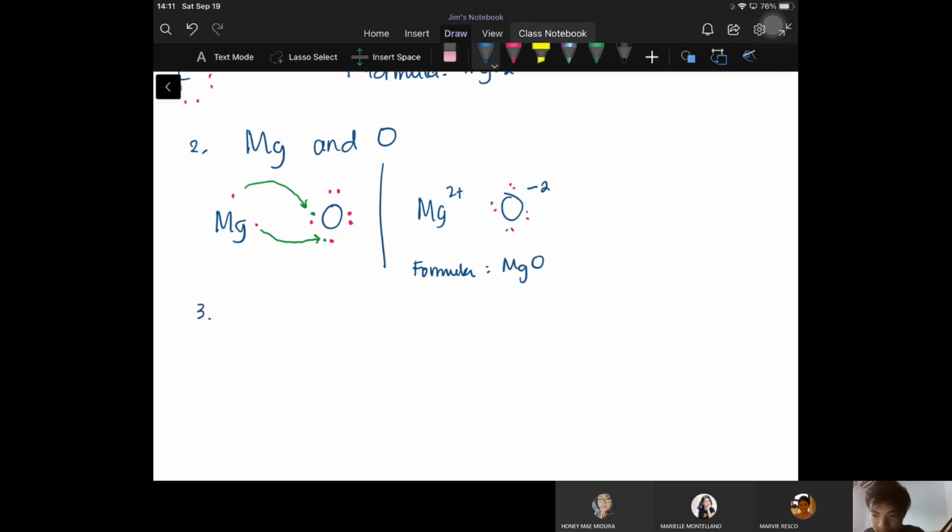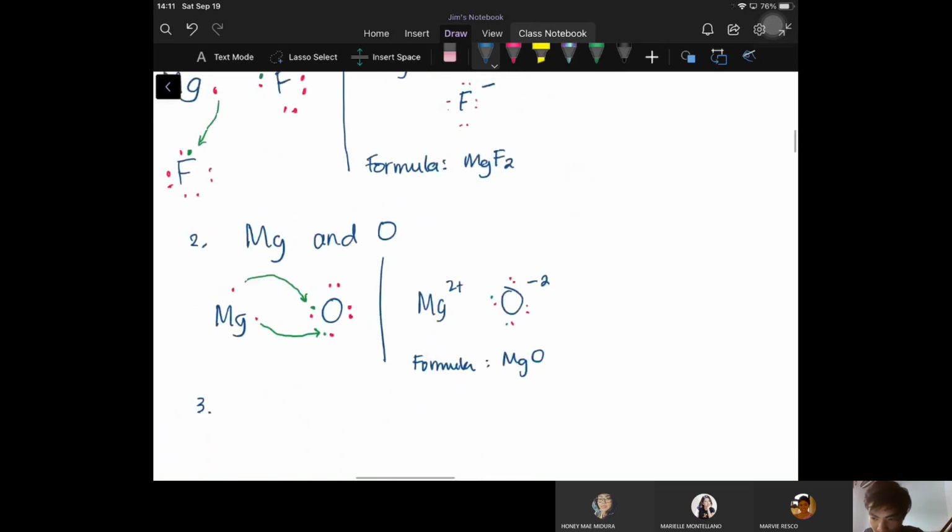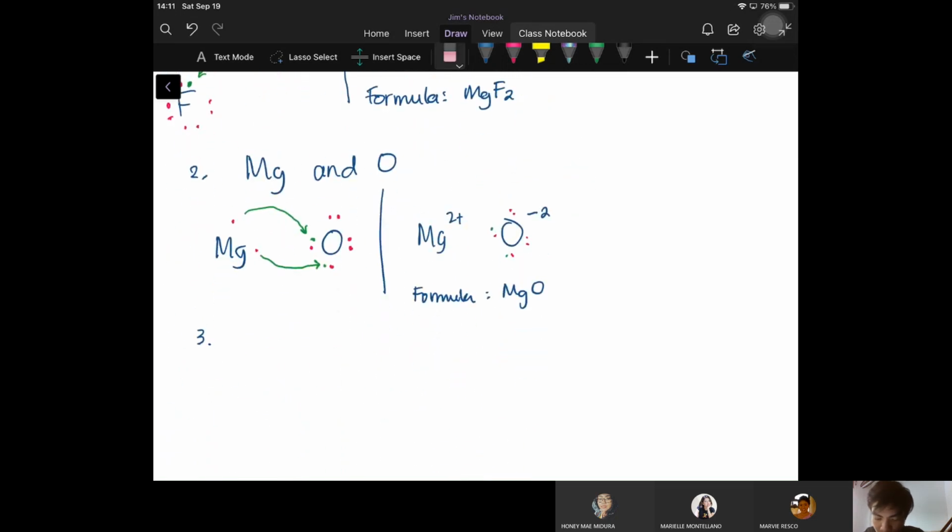Number 3. Aluminum, nitrogen. Librahin ko to.